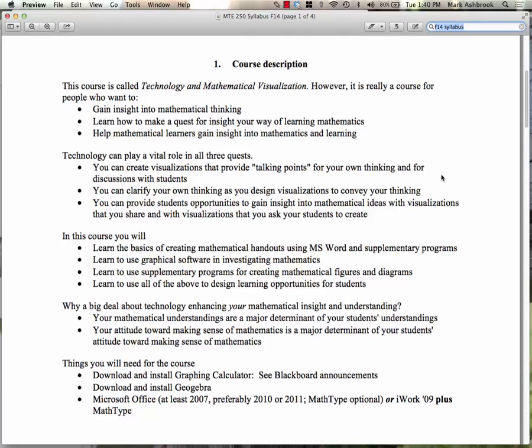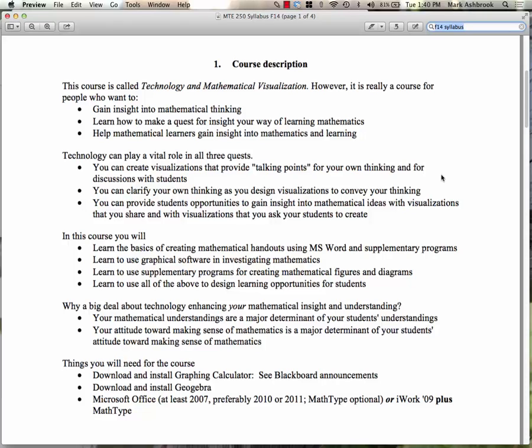And then you can give assignments to your students to create visualizations. They're going through that same process of trying to figure out how I'm going to get this to look the way it needs to look. What is the mathematics behind this visualization? There's a wonderful thing that happens when you're creating these visualizations just for yourself, even before you use them with your students.